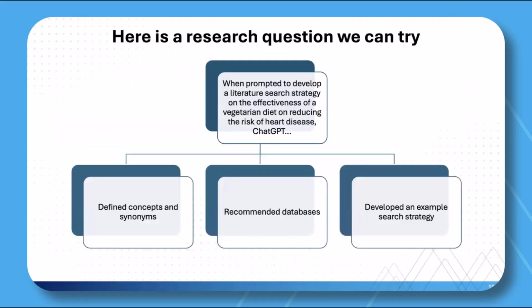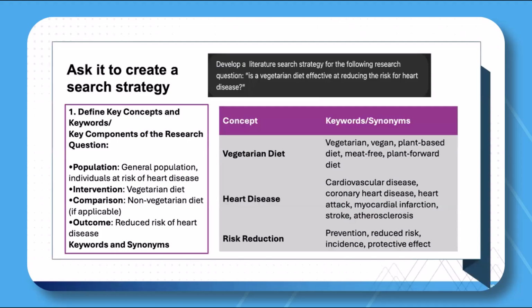So in our scenario, we prompted ChatGPT to develop a literature search strategy on the effectiveness of a vegetarian diet on reducing the risk of heart disease. ChatGPT was able to define concepts and provide keywords and synonyms, recommend databases, and develop example search strategies. For this process, we used the following prompt that's featured in the black box.